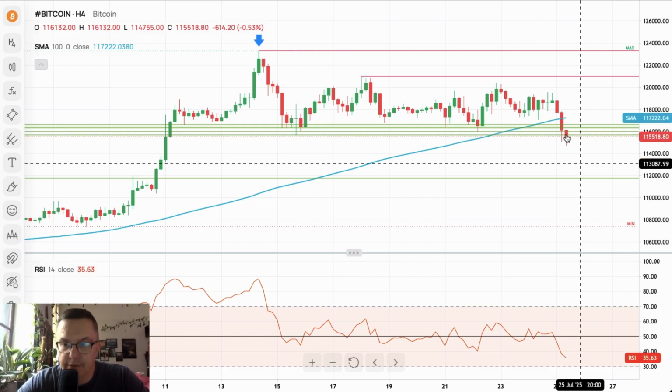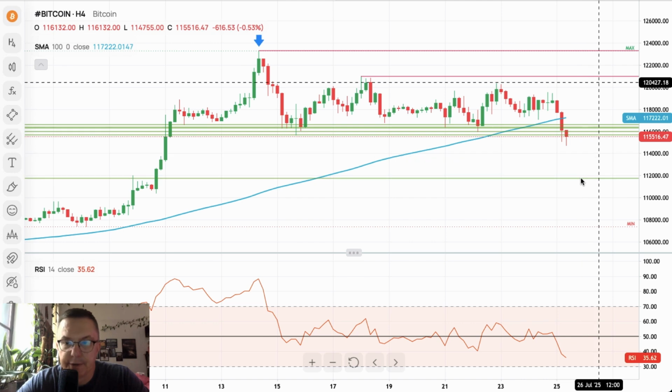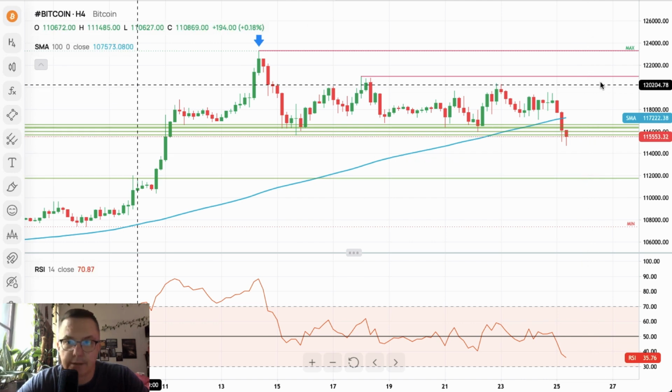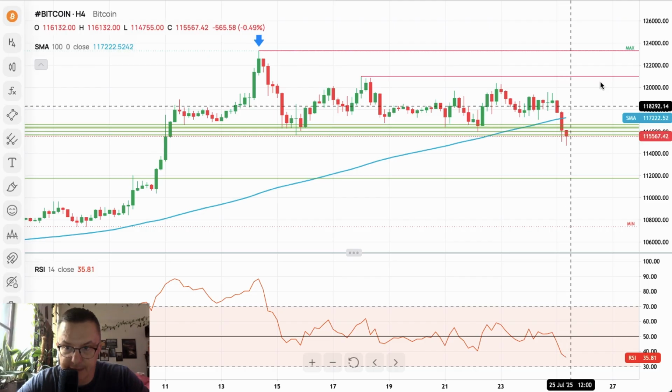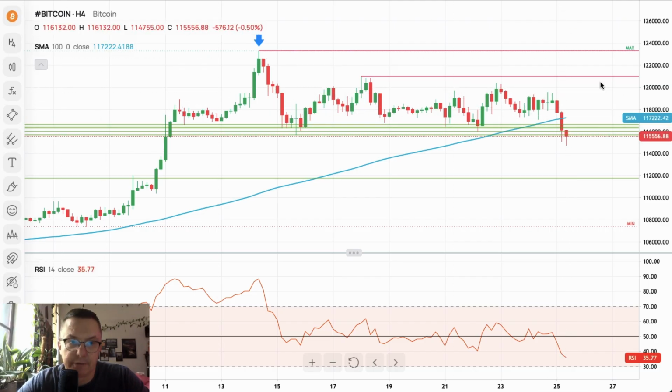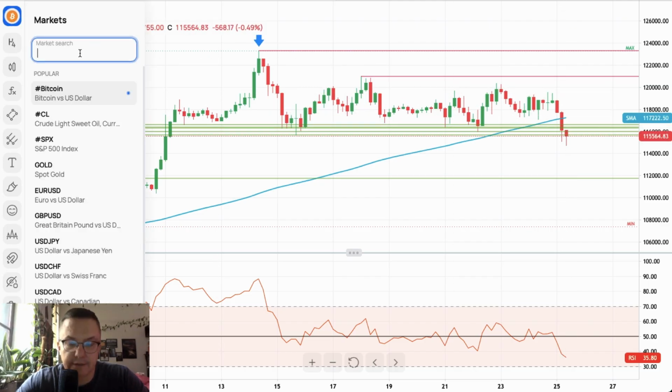We might see very quick movement towards 112,000 and a bounce, and that's the positive scenario. Or we might see today a bounce to the upside and movement back above the 100 periods moving average, right?